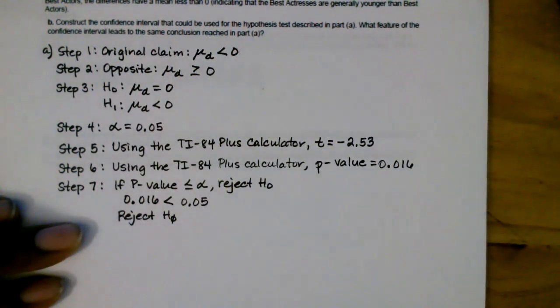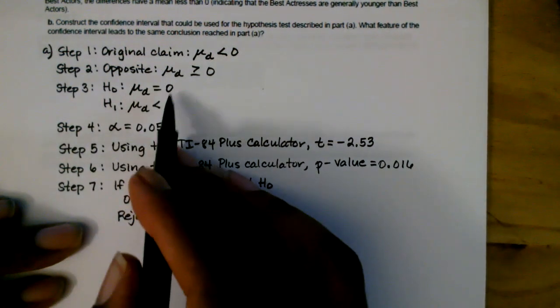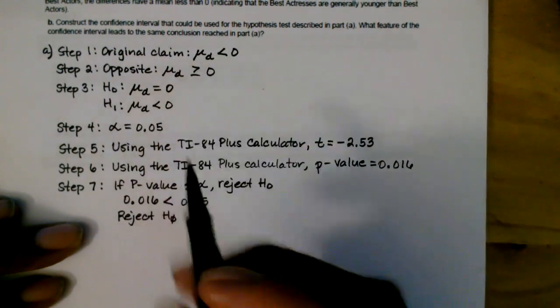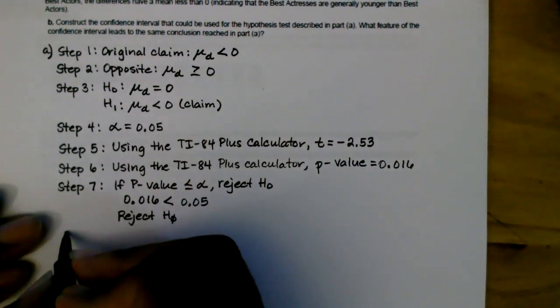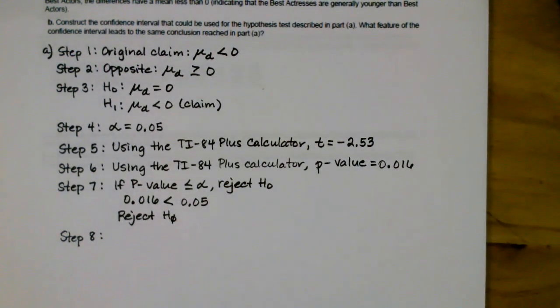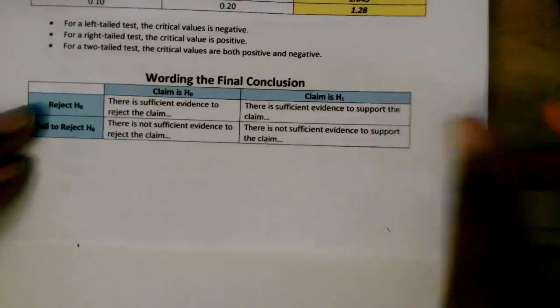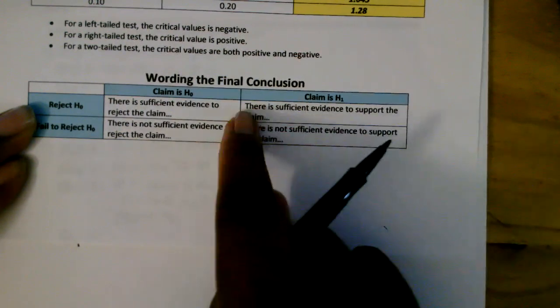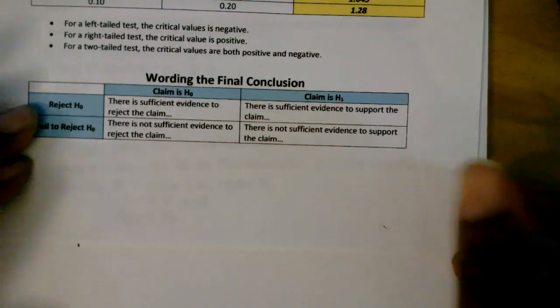And I forgot to do something here. Identify which one of these is a claim. The mu of D is less than 0. So here my alternative hypothesis is the claim. And I'm doing that because I need to write my conclusion for step number 8 using simple non-technical terms. If you recall, I rejected the null hypothesis and the alternative hypothesis was my claim. That would mean that there is sufficient evidence to support the claim.